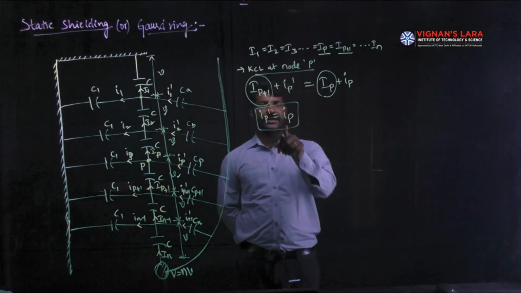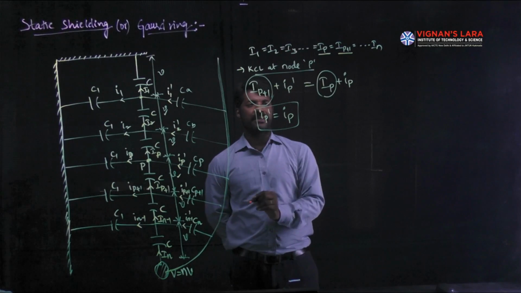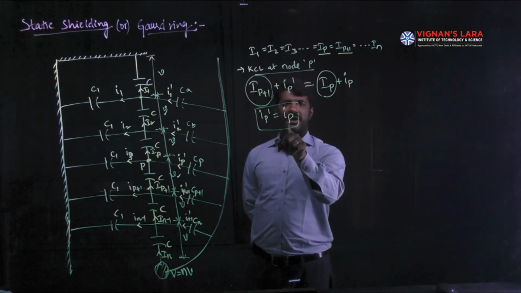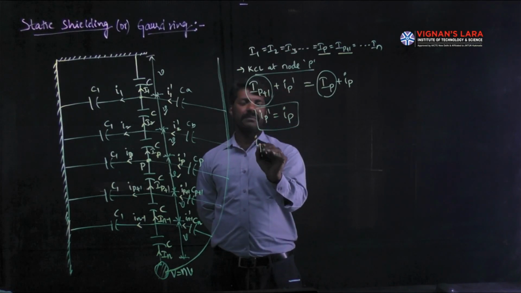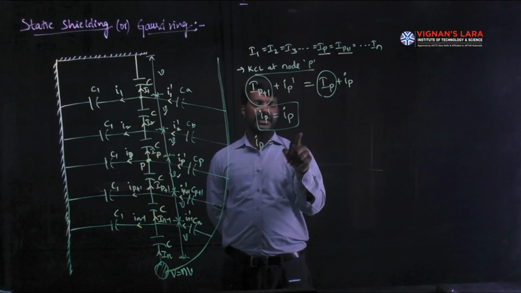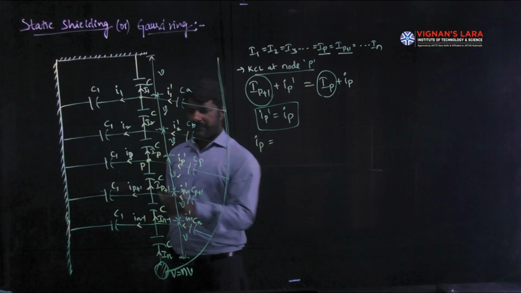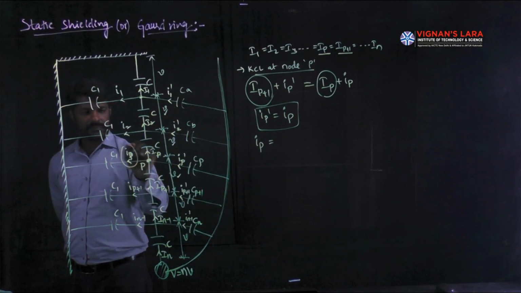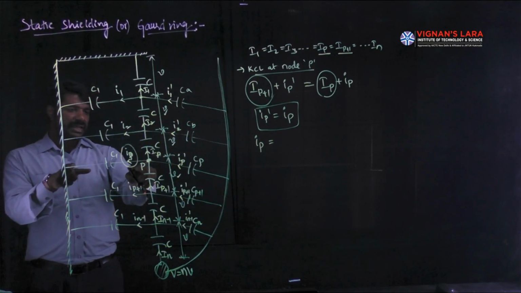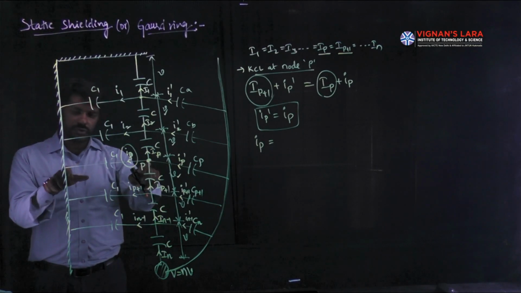Let me write the magnitudes of this small ip and IP dash separately. Check out the magnitude of small ip. Then what is current small ip? It should be equal to voltage into omega into its capacitance. Yes, this is the current small ip, meaning the current passing through this node to earth.